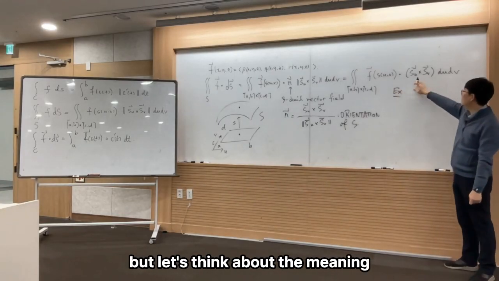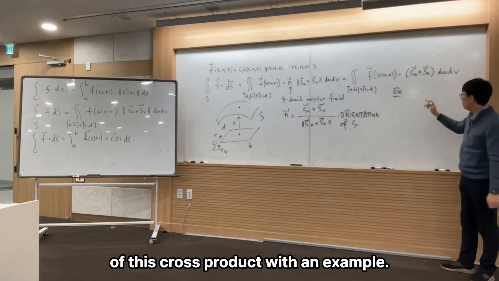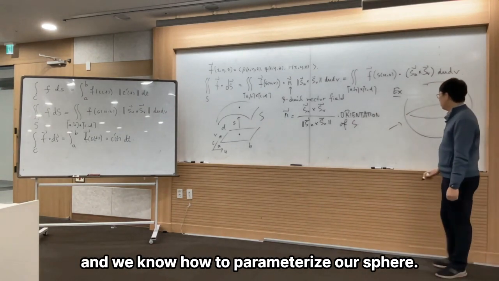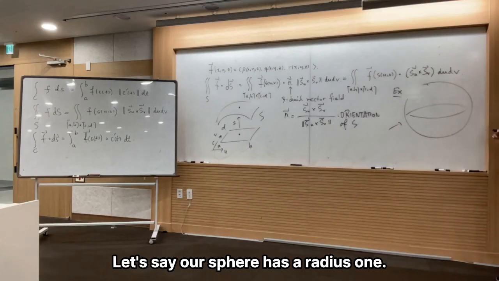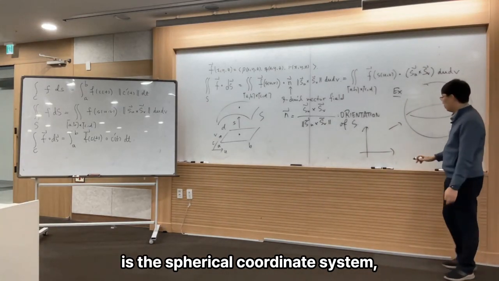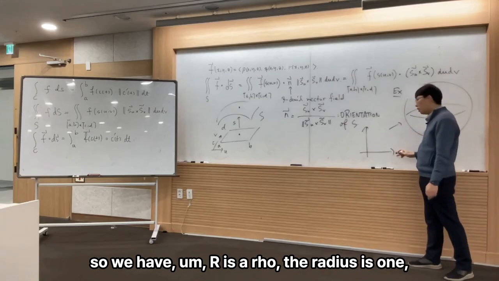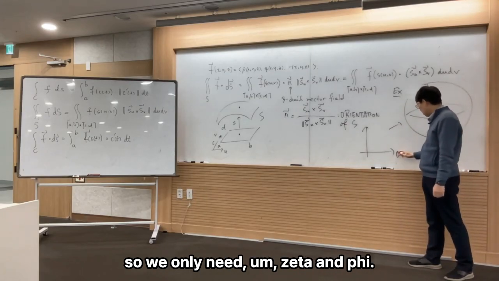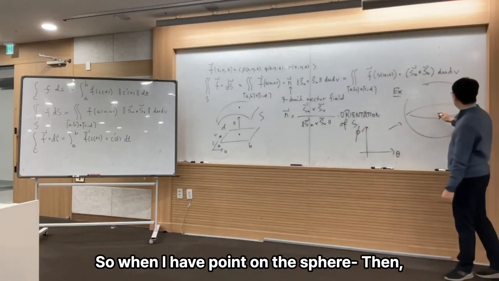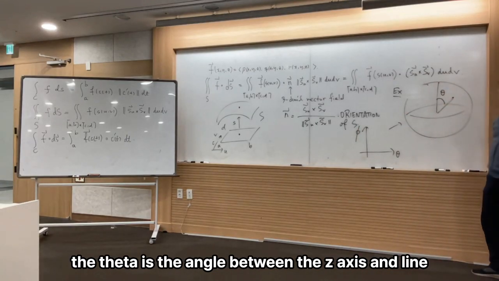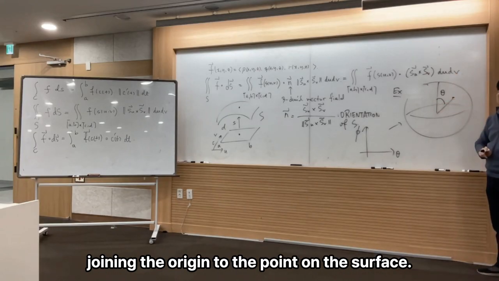So let's think about orientation. Let's think about the meaning of this cross product with an example. So here we have a sphere, and we know how to parameterize our sphere. Let's say our sphere has radius 1. So the obvious one is the spherical coordinate system. So we have rho, the radius, is 1, so we only need theta and phi. So when I have a point on the sphere, then theta is the angle between the z-axis and the line joining the origin to the point on the surface.